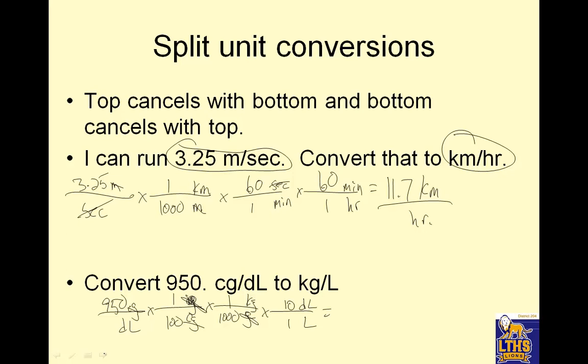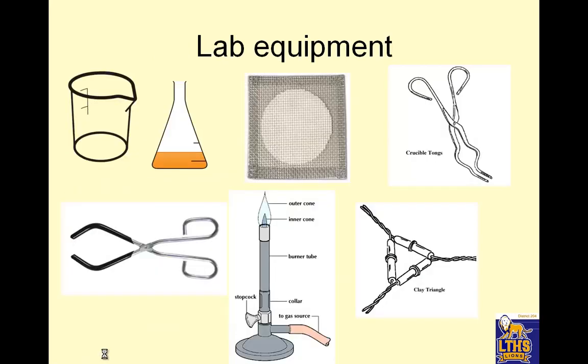So, 950. What do I do here? It's on the bottom, divide. What do I do here? It's on the bottom, divide by 1,000. What do I do here? It's on the top, multiply. Times 10. 0.095 kilogram per liter. Pretty cool.